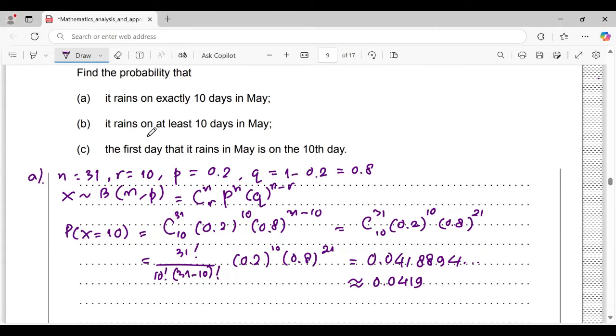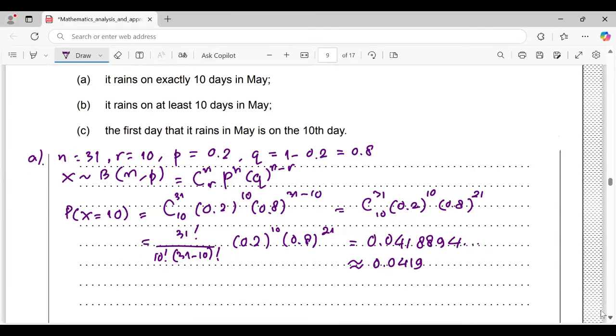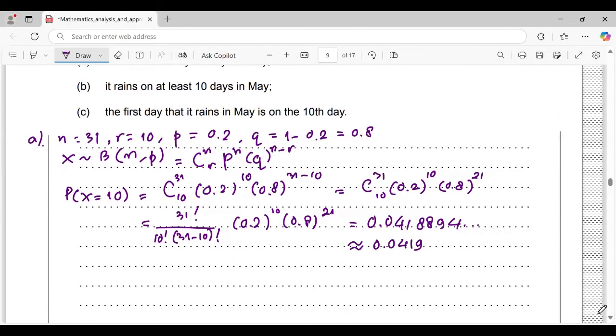And part B, it rains on at least 10 days in May. At least 10 days in May. It is probability of X greater than or equal to 10, because at least 10. It equals 1 minus probability X less than or equal to 9.